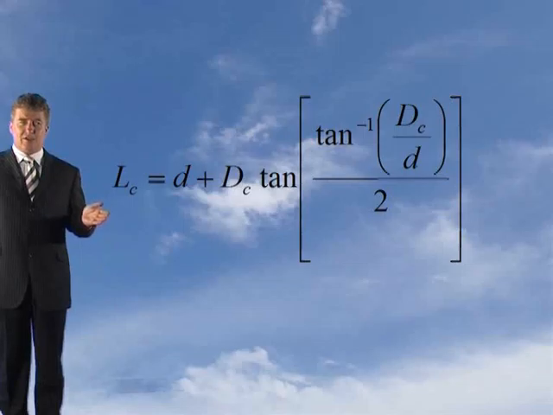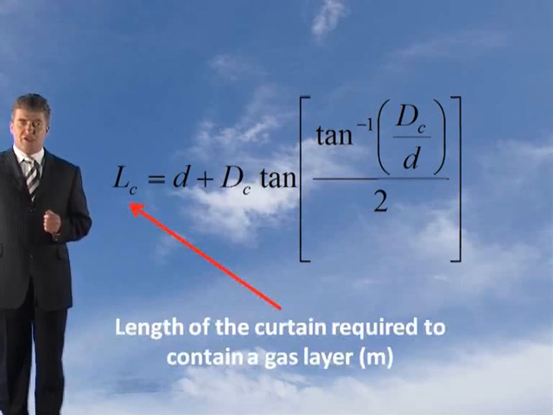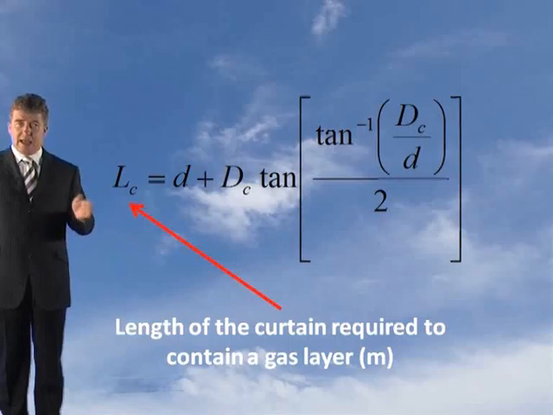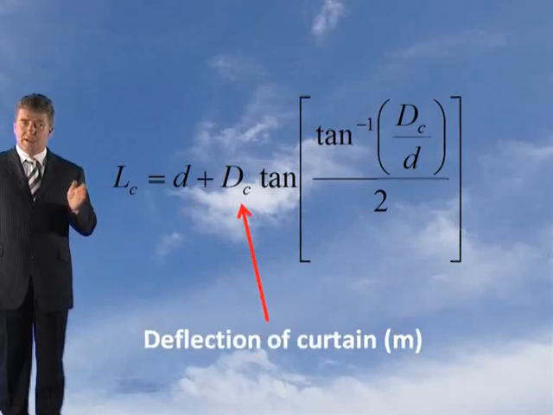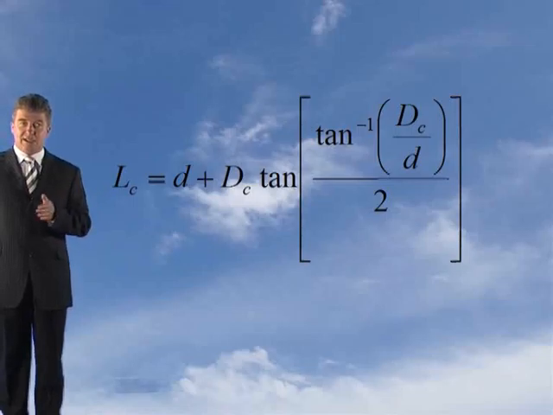Now you need to determine the length of the curtain to contain the gas layer. So you don't just have this on, you have to work out how long the curtain has to be based on this deflection. And this can be determined by the following formula. LC, which is the length of the curtain required to contain the gas layer, equals D, the depth of the gas layer, plus DC, the deflection of the curtain, which we worked out earlier, multiplied by tan of the antitan of DC divided by D divided by 2. That's the formula you need to work out.